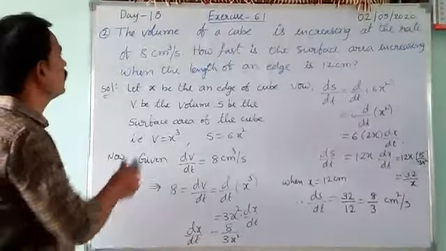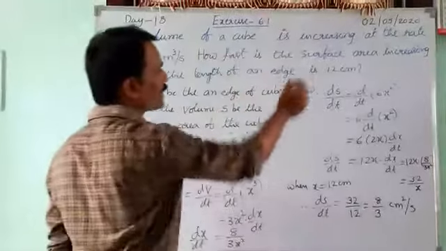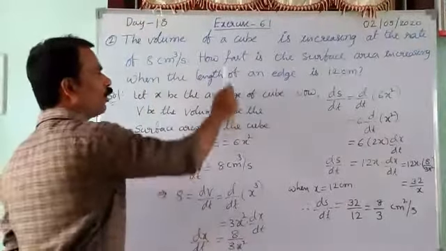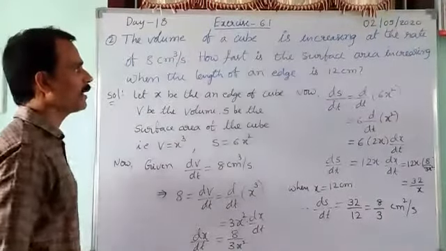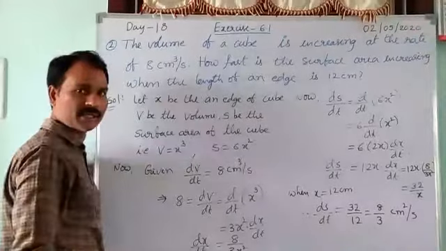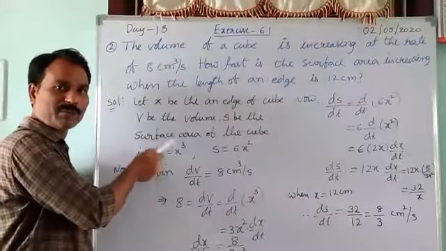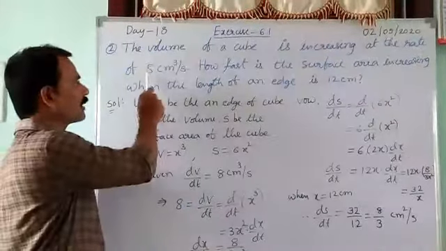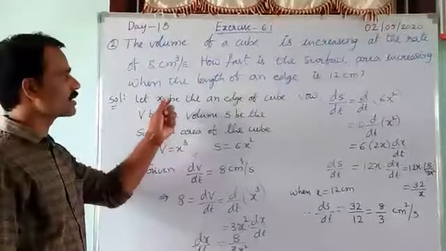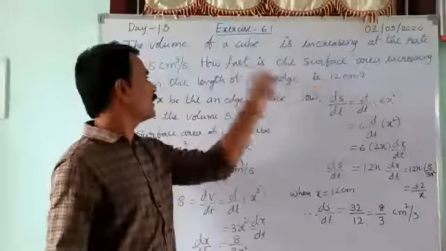Guys, next one. The volume of a cube is increasing at the rate of 8 centimeter cube per second. How fast is the surface area increasing when the length of an edge is 12 centimeter? We already completed this type of model in an example. Such an example only, just the numbers are changed here.